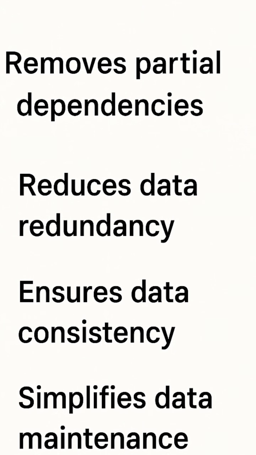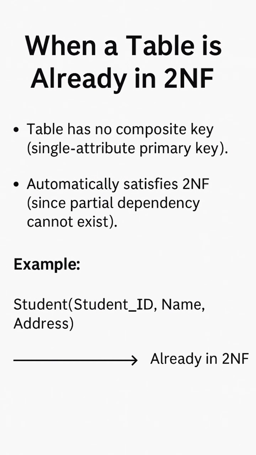Now you can see what the benefit of 2NF is. It removes partial dependency, reduces data redundancy, ensures data consistency, and simplifies the data. If the table has only a single primary key and it is in 1NF, then it is automatically in 2NF. In the case of a composite key, it creates a problem.